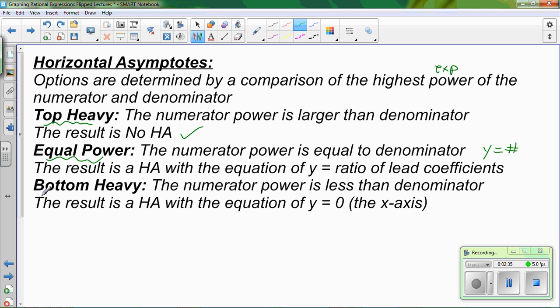The third option is that it's bottom heavy, and what that means is the exponent on the bottom, on the denominator, the highest power exponent, is larger than the top exponent of the numerator. And in that case, your horizontal asymptote is simply the equation y equals 0, which is actually the x-axis itself. So first, let's look at a top-heavy scenario.